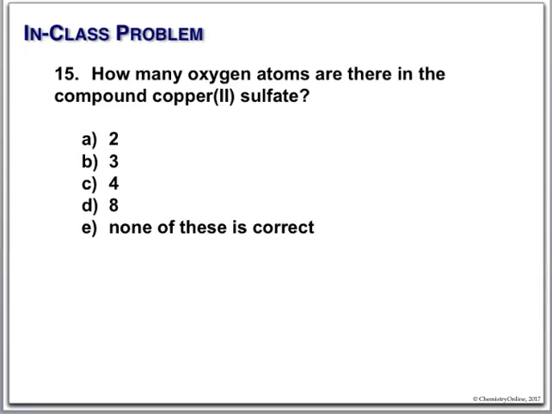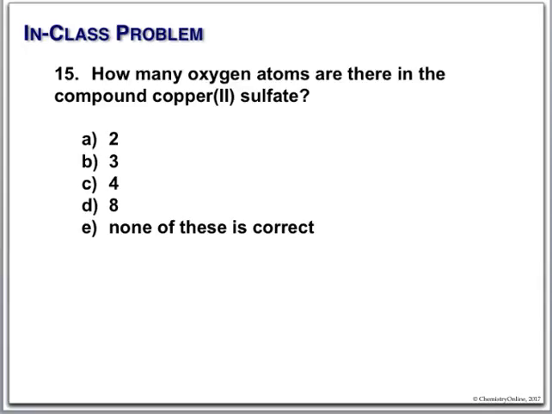This says copper 2. Remember, when you have a transition metal, you need to show the charge on the metal, its oxidation state. And you do that with Roman numerals in parentheses right after the name. So this is copper 2. So our copper here has a +2 charge.